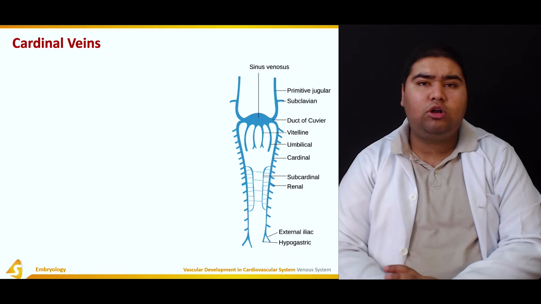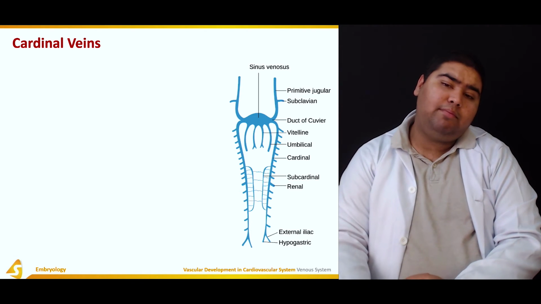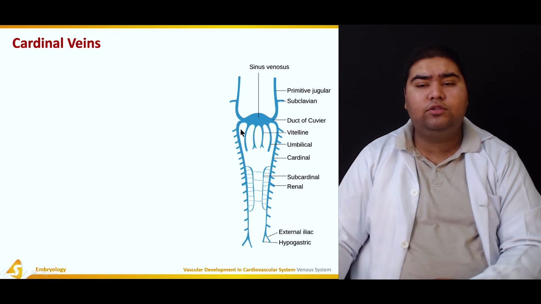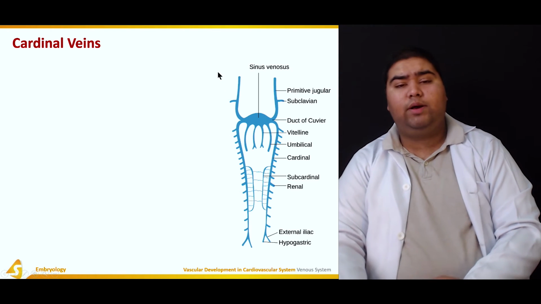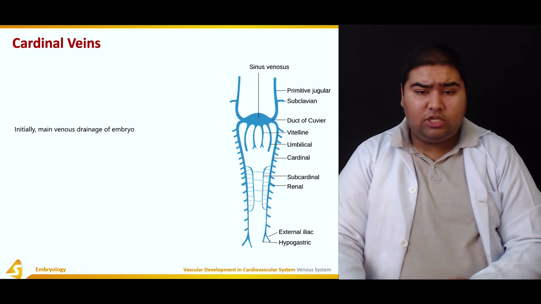So now let's talk about the cardinal veins. Cardinal veins are the veins that drain the embryo proper. There are two types of cardinal veins, the anterior cardinal vein and the posterior cardinal vein. Both of them join to form the common cardinal veins. Alright, let's talk about them in a little detail. Initially, they are the main venous drainage of the embryo.